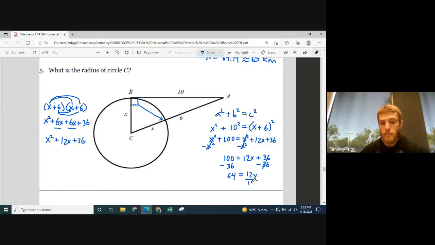Lastly, divide both sides by 12 to get x by itself. So that'll give you that x equals 64 over 12. You could leave it as 64 over 12 or reduce the fraction or put it as a decimal, 5.33. Now make sure you can do this in your calculator and you understand every step along the way. If I went too fast, just go back. Make sure you understand how we got each step along the way.